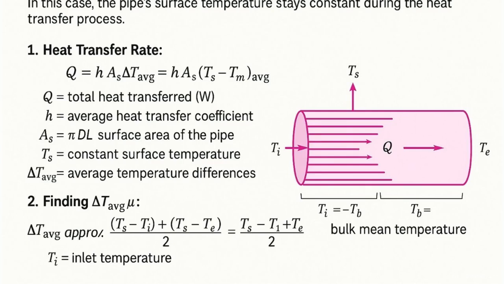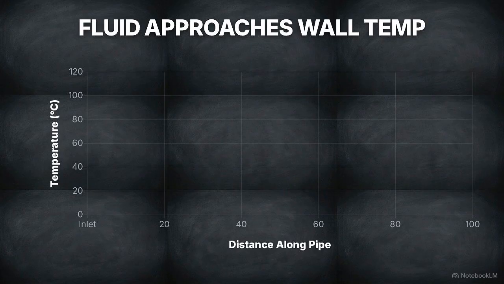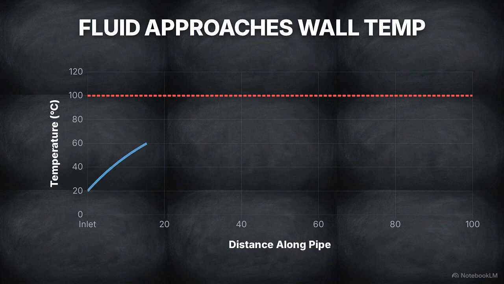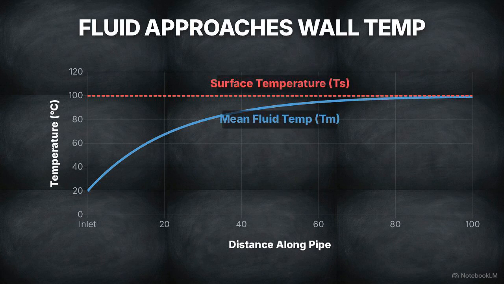Now we look at the constant surface temperature path, where a boiling water bath might lock the pipe wall at exactly 100 degrees Celsius. Here, the graph changes. While the wall temperature stays flat, the fluid temperature climbs rapidly at first and then levels off. It follows a curve that approaches the wall temperature without ever quite reaching it. The vertical distance between these lines represents the driving force for heat transfer.